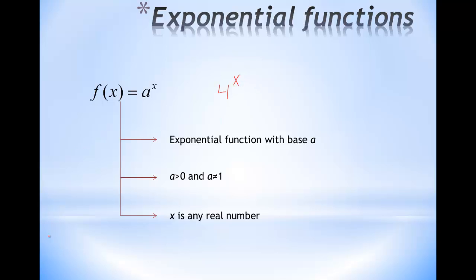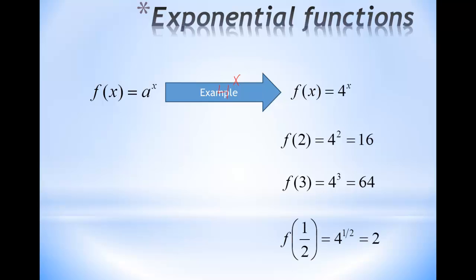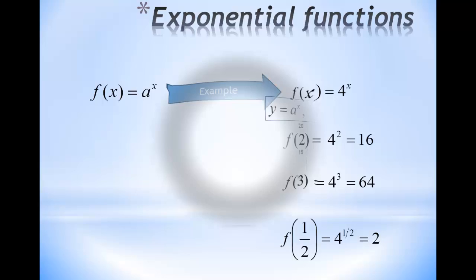Okay? And so let's learn about that function a little bit. Here's my 4 to the x example. If I plug in 2, it's 4 squared, which is simply 16. If I plug in 3, it's 4 to the third power, which is 64. If I plug in a half, remember that from exponents, I hope, 4 to the 1/2 is the same as the square root of 4, which is equal to 2. Okay? So there's a quick example of exponential functions.